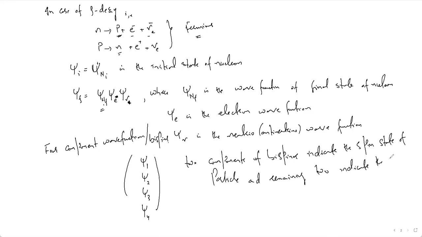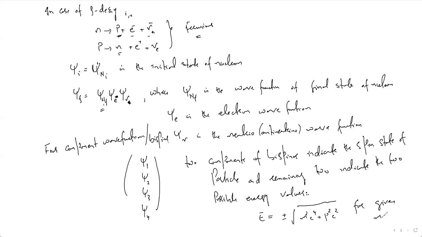Indicate the two possible energy values. So what could be the two possible energy values? That is plus minus the square root of, since E squared is equal to the energy-mass equivalence relation squared, M squared C to the fourth plus P squared C squared. And this is for a given momentum.